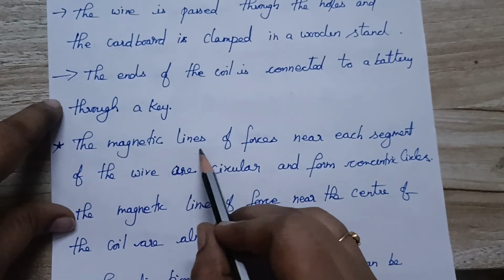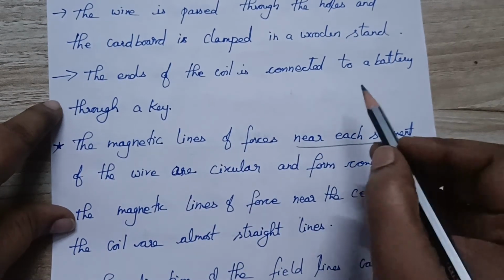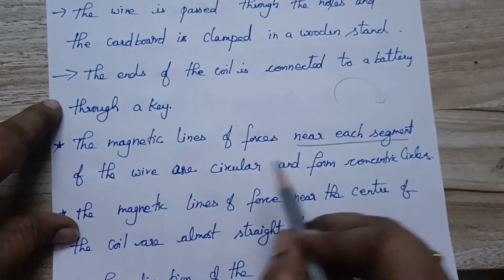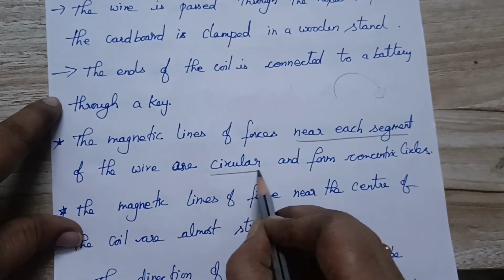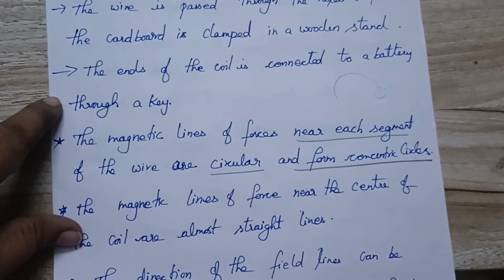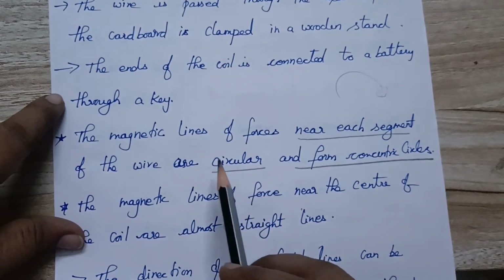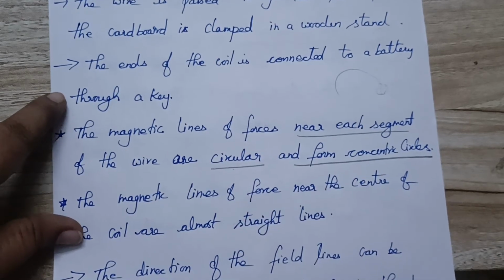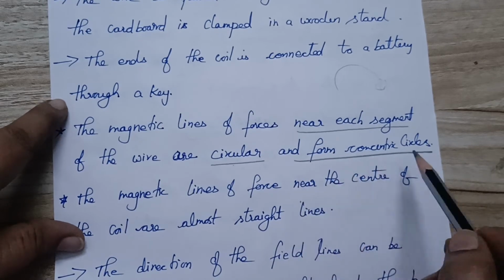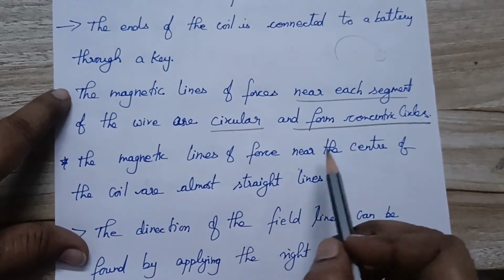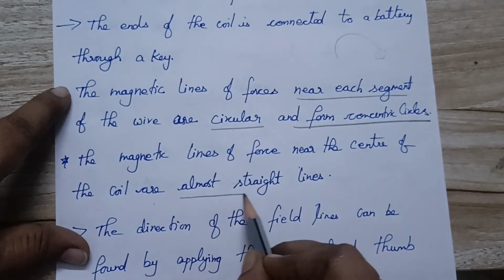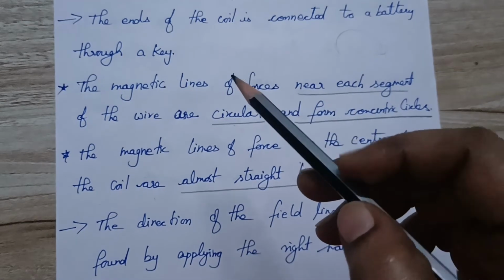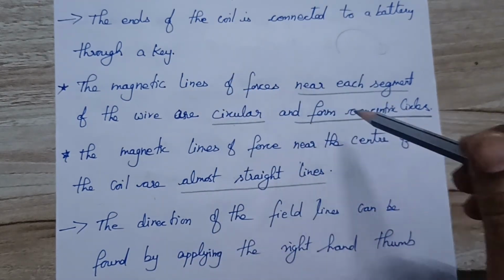The magnetic lines of force near each segment of the wire are circular and form concentric circles. The magnetic lines of force near the center of the coil are almost straight lines, because it forms a greater circle. So it looks like almost a straight line at that place.